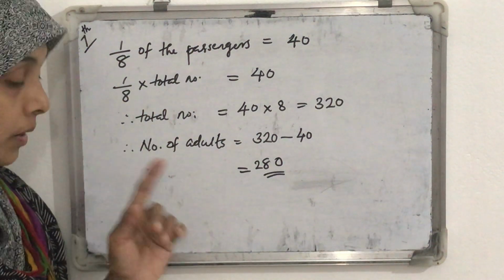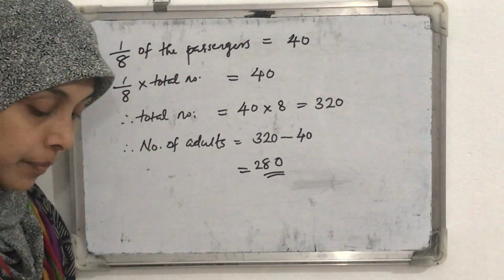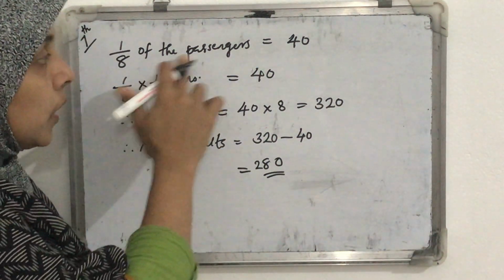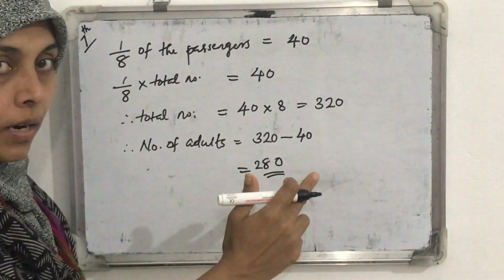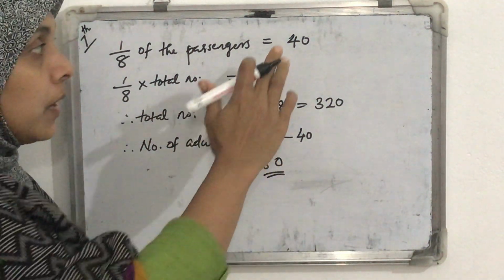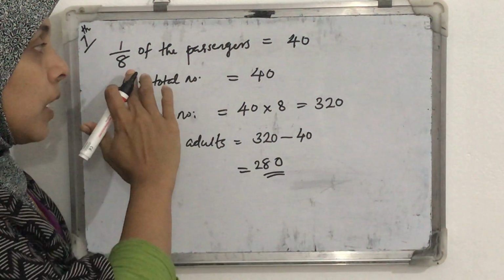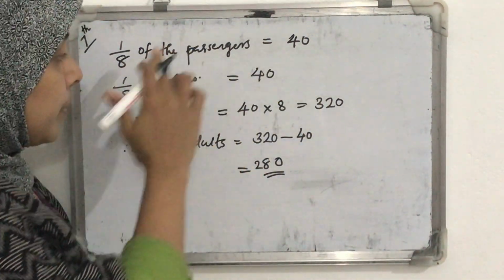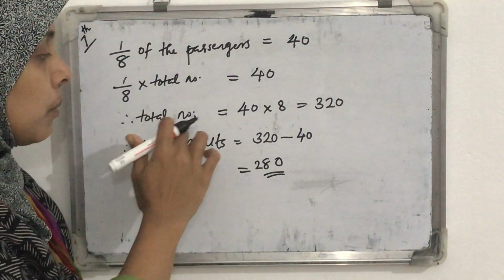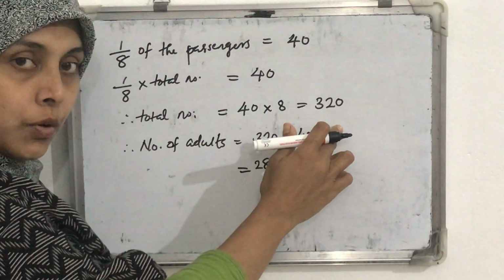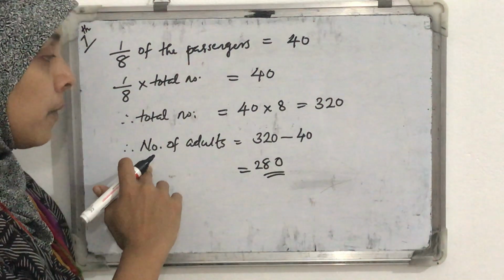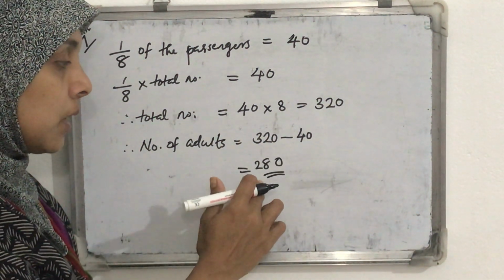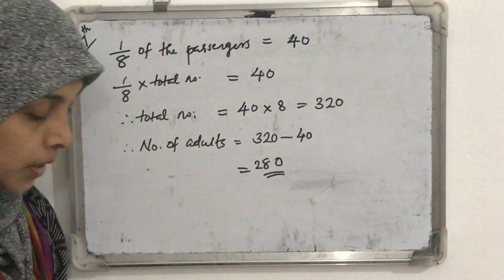Clear? From the statement, you read the question well. From that, how can we form that equation? 1/8 of the total passengers is children, and the number of children is also given as 40. So we equate 1/8 of the passengers to 40. From that we first find the total number of passengers, 320. Then from the total number of passengers, when we subtract the number of children, we get the number of adults. Okay. The next question.